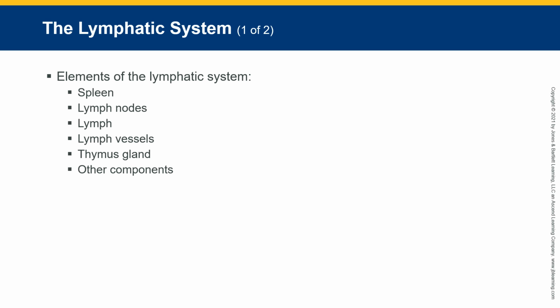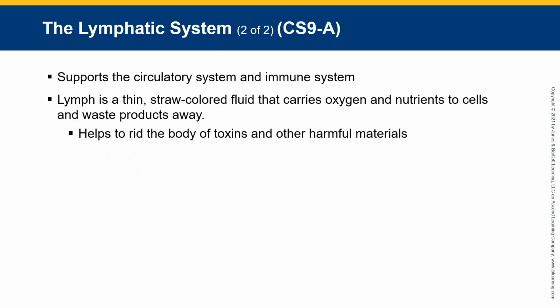The lymphatic system is a really cool system. It consists of the spleen, the lymph nodes, the lymph itself, which is a fluid, lymph vessels, the thymus gland, and some others. The lymphatic system supports the circulatory system and the immune system. Lymph itself is a thin, straw-colored fluid that carries oxygen and nutrients to cells and waste products away from cells. It also helps to rid the body of toxins and other harmful materials. It's kind of the catch-all when fluid leaks outside of the circulatory system.